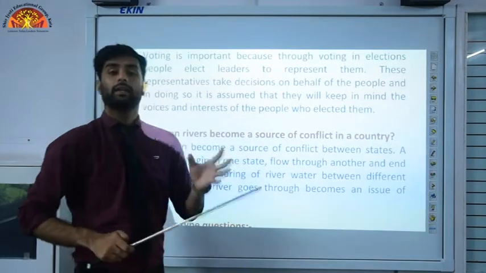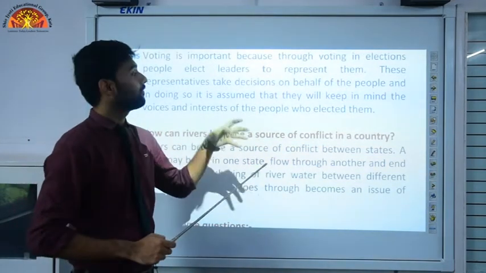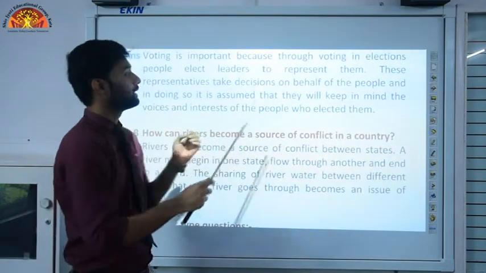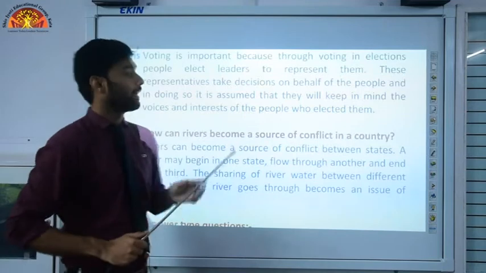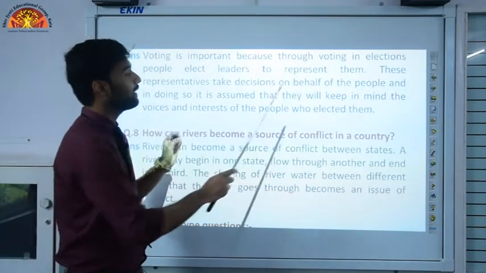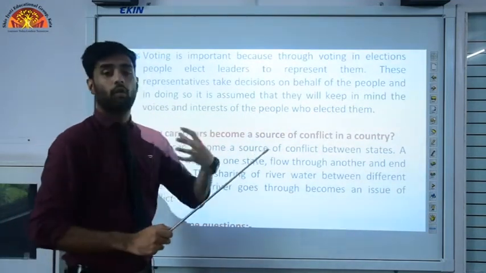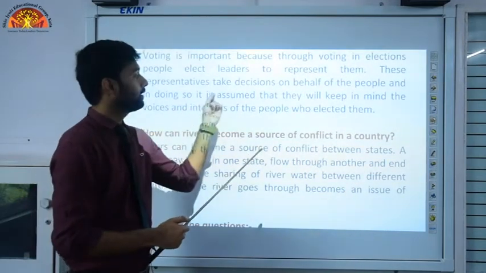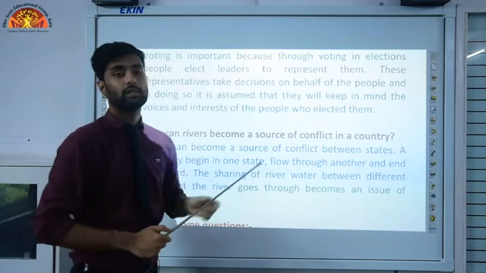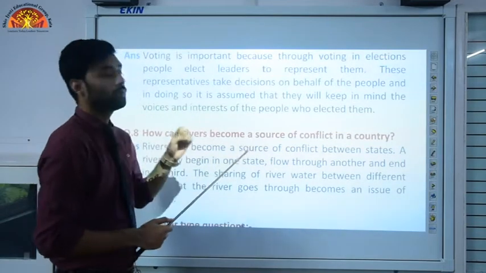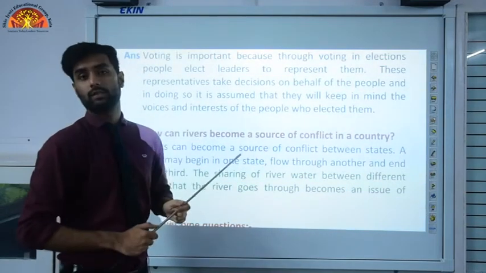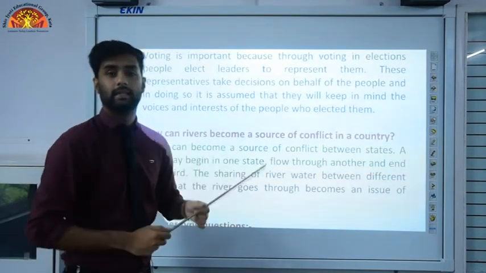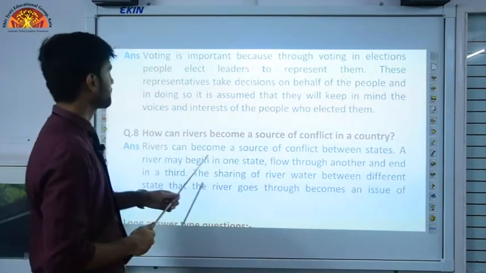A very good thing is that the people we have voted for are now making decisions on behalf of us, right? Now we assume that they will keep in mind the voices and interests, what I want, what the society wants, while making those decisions and rules. If they make a rule or a law which is not accepted by the society, which is not good for society, the people will not vote for them again in the next election, right?